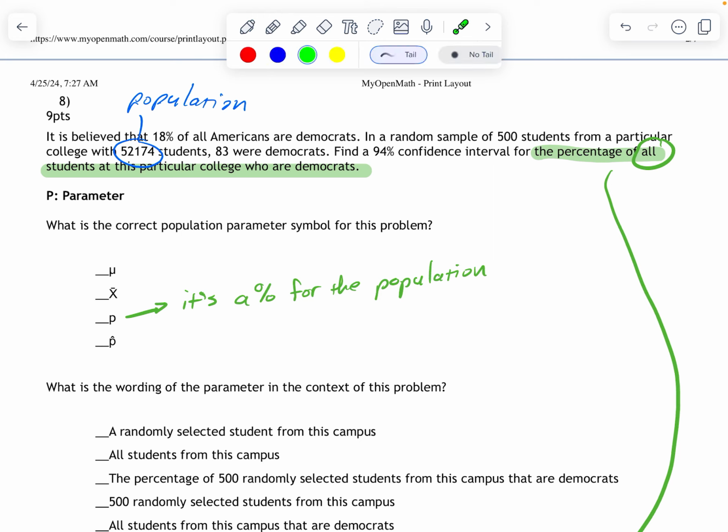Find a 94% confidence interval. Well, that's an ugly number. We'll work with it. For what? The percentage of all students at this particular college who are Democrats. What is the correct parameter symbol? It's P, right? P is for the parameter. P hat is for the sample, so don't get those mixed up. It's not these. These two are for means, and that's not what we're doing.